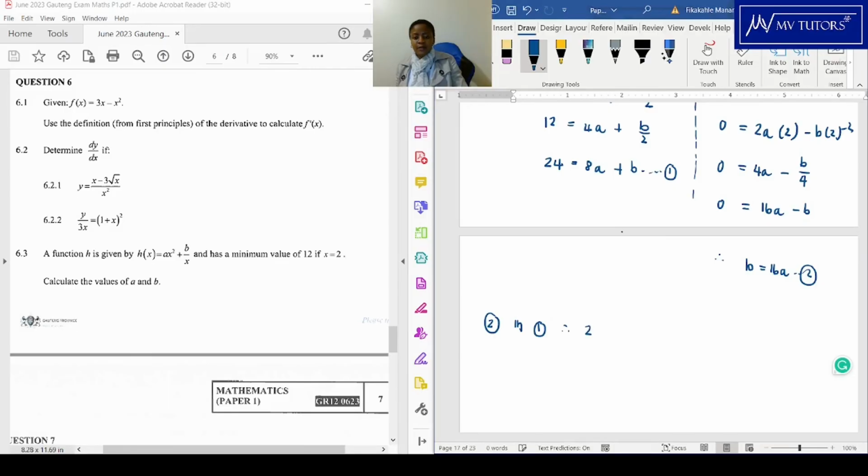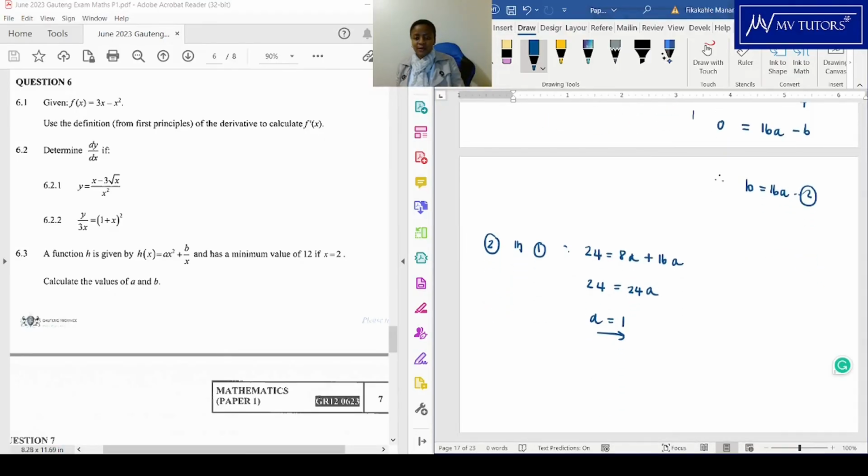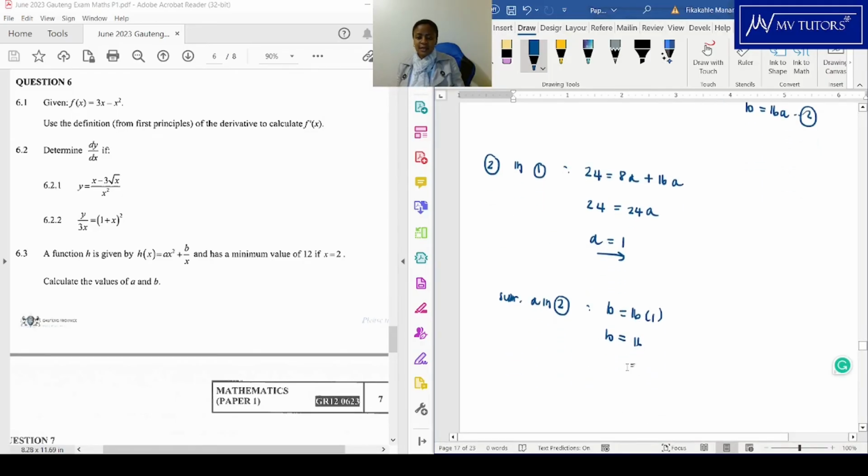So therefore, I have 24 is equal to 8a plus b, which is 16a. Okay, so I have 24, and 8 plus 16 is 24a. So therefore, we can say a is equal to 1, right? Which makes things very easy for us. Okay, so we're going to substitute a into the second equation. Therefore, b is equal to 16 times 1, and our b value is 16.